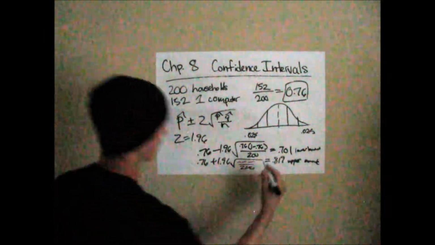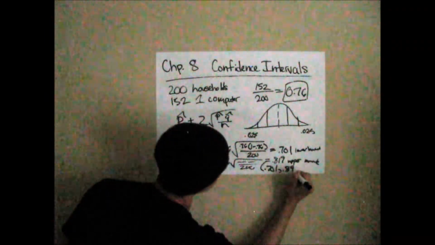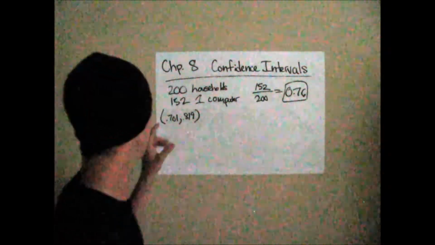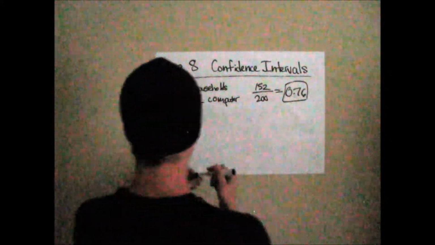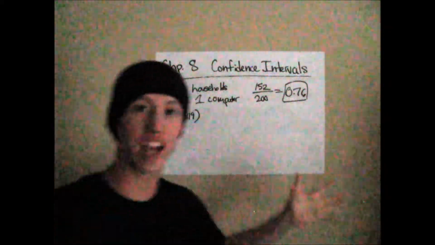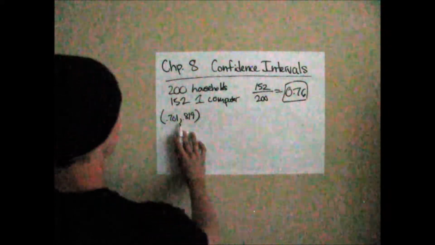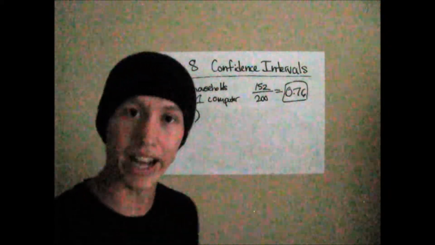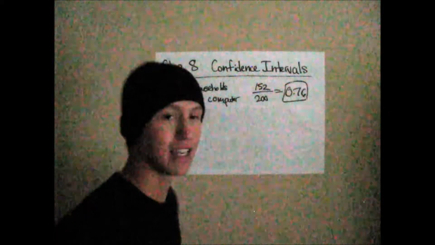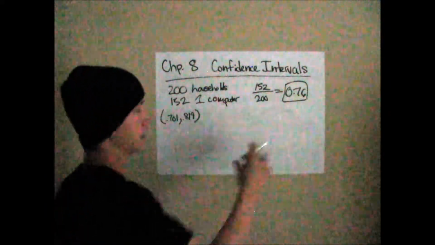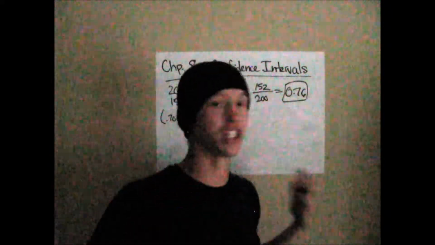and it would be written as 0.701, 0.819. With our interval being this, we can now conclude and say that we are 95% confident that the interval 0.701, comma, 0.819 will capture the true proportion of households that have one computer, and that is for the entire population. That is estimating the population proportion.